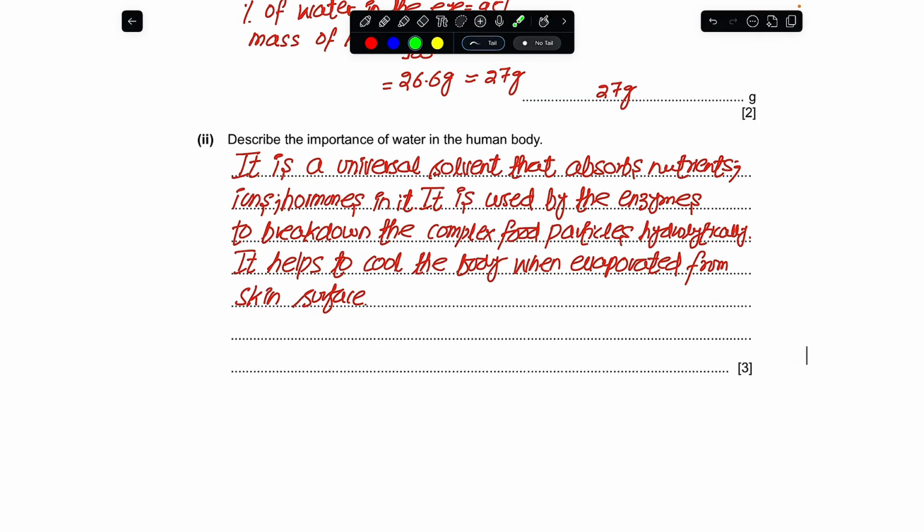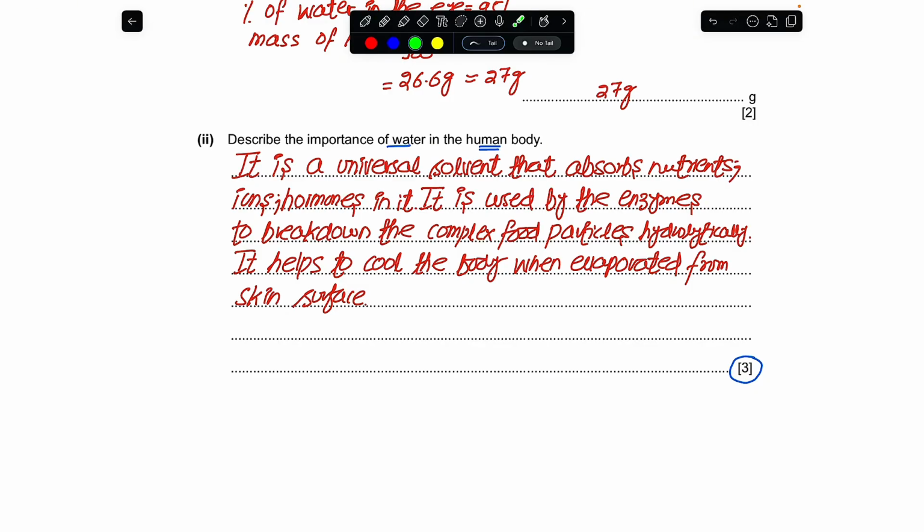They want us to be describing the importance of the water in the human body for the second part, for 3 marks. So the idea is that this water that we have in the body is a universal solvent, like it would absorb the nutrients and the ions and the hormones in it. What we know in terms of the alimentary canal is that we have got the enzymes breaking down the large food particles into the smaller ones, and these enzymes are hydrolytic in nature. And by hydrolytic, what we mean is that these enzymes can only break down the complex food particles into the smaller ones in the presence of water.